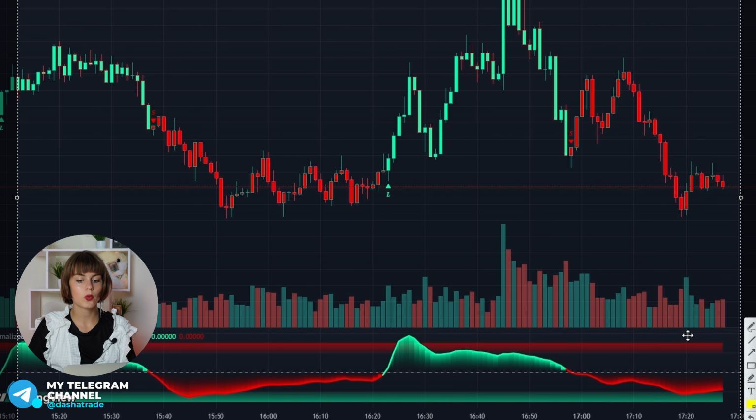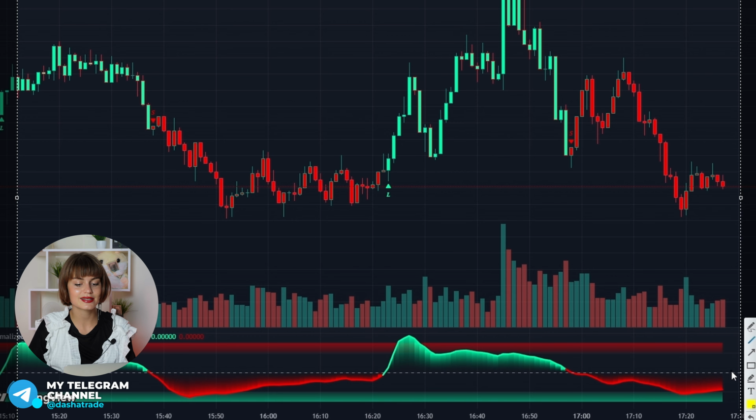The indicator we're using today is as simple as possible, guys. It gives us buy and sell signals based on moving averages. However, this indicator does not look like a moving average at all. Okay, let's figure out what everything means here and how to interpret signals.